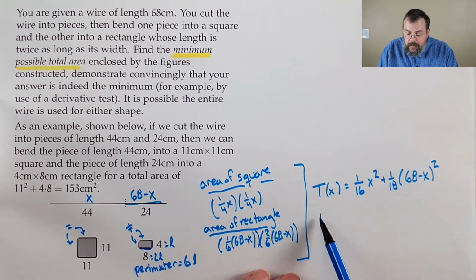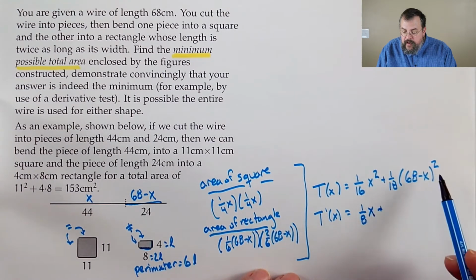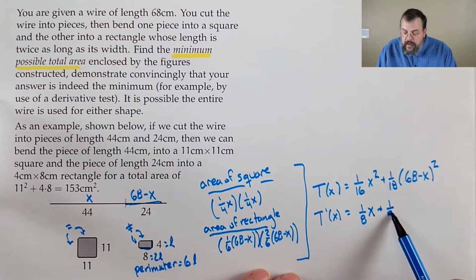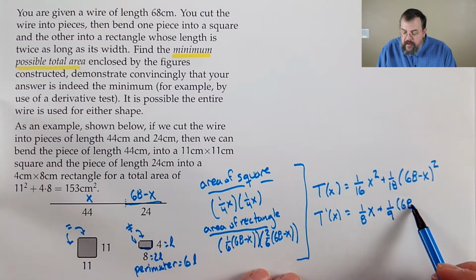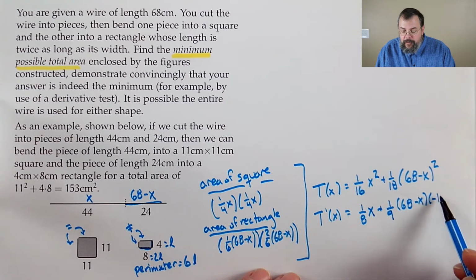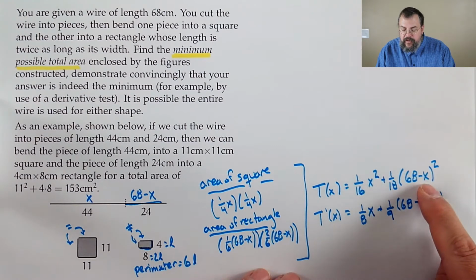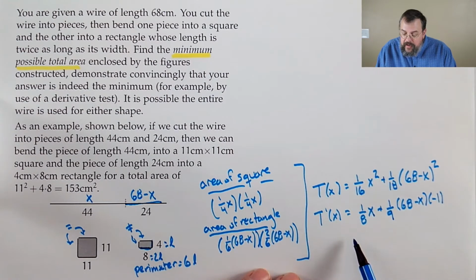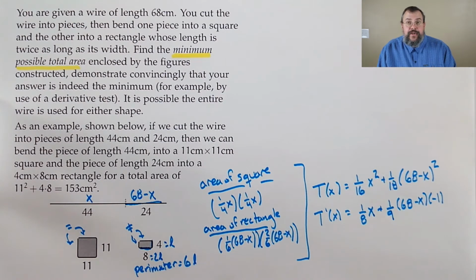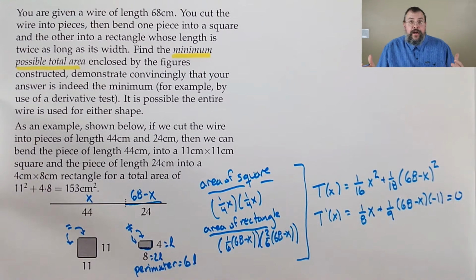So, what would T prime of x be? Well, take our derivative. 2 comes down: 1/8 x. Plus, here, 2 comes down: 1/9, and then it would be 68 minus x, and, being careful, what else? Times minus 1. Do you see where that minus 1 comes from? It's the chain rule: the derivative of the inside. Okay, so, well, that's it, right? That's actually a nice function. Now, the next thing we need to do is set this equal to 0 and figure it out. It's never undefined. It's a really clean function.